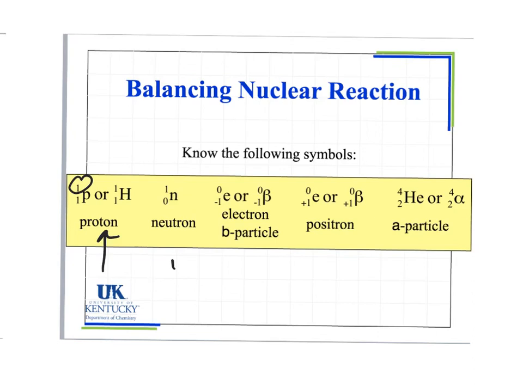The next one we'll examine is a neutron. A neutron has no nuclear charge, so the bottom number is a 0. But the top number is the number of neutrons plus protons, and since it has one neutron and no protons, it would have a number 1 up there.